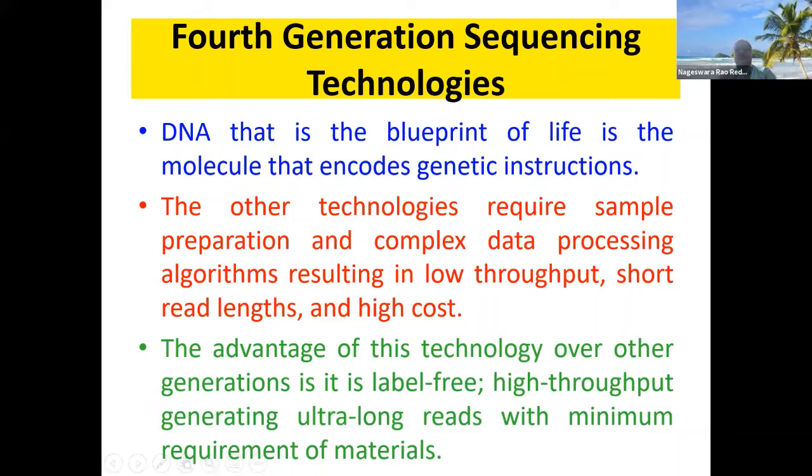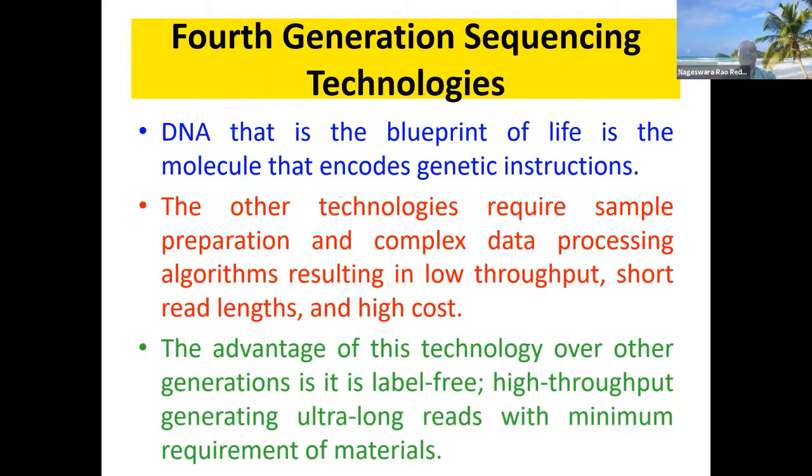So what is it that we are doing? DNA, that is the blueprint of life, is actually the molecule. We know that it encodes genetic instructions. So this blueprint is actually taken by. The technology required here is sample preparation, data processing, and low throughput and short reads. So this is what we have. And this fourth generation is actually giving all this.